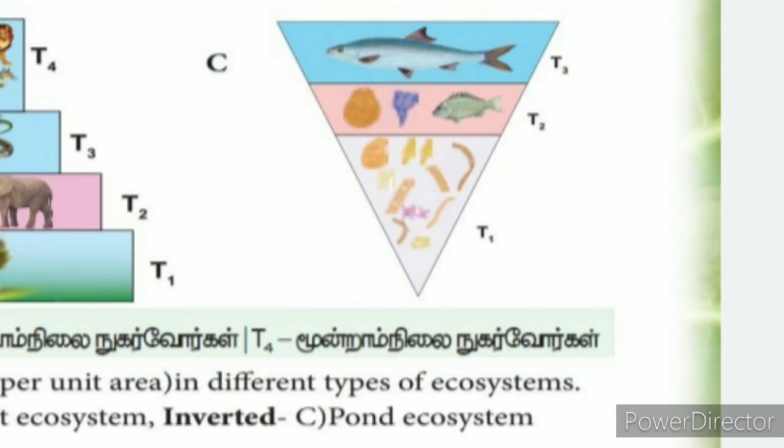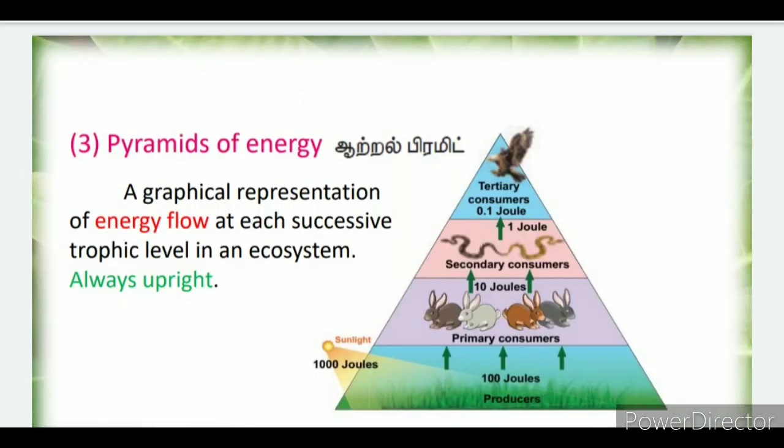Pyramid of energy. A graphical representation of energy flow at each successive trophic level in an ecosystem is called the pyramid of energy. The bottom of the pyramid of energy is occupied by the producers. There is a gradual decrease in energy transfer at successive trophic levels from producers to the upper levels. Therefore, the pyramid of energy is always upright.